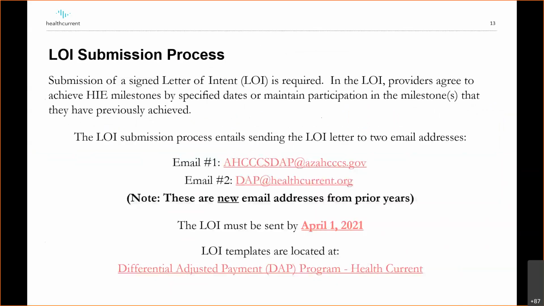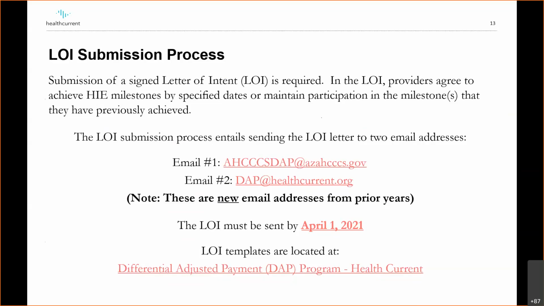Okay, so now getting into the letter of intent. Those of you that have not had to do the LOI submission in the past, I know we've had several nursing facilities that have come on board in the last couple of months preparing for the DAP program. We also need you to submit that letter of intent to not only Health Current, but also to Access. So both of those emails are listed here, and that does have to be done by April 1st, 2021.